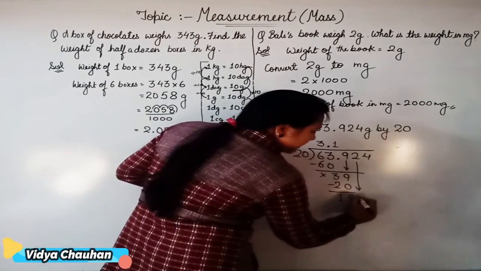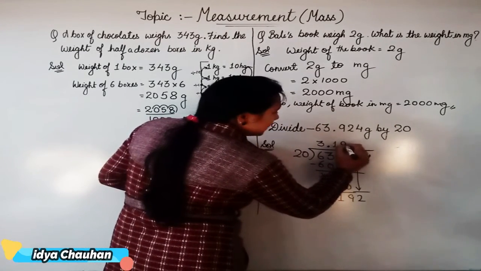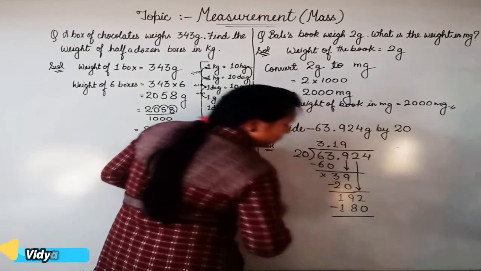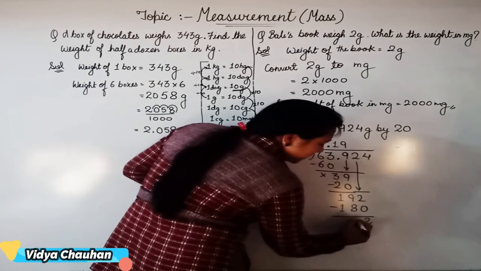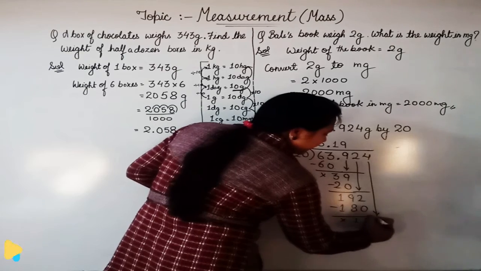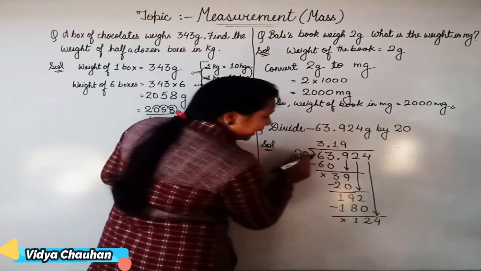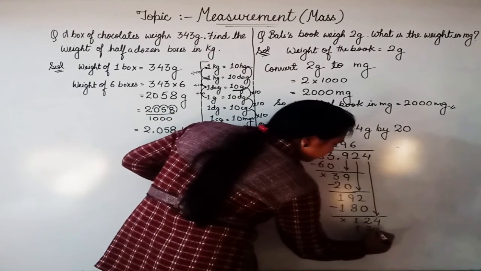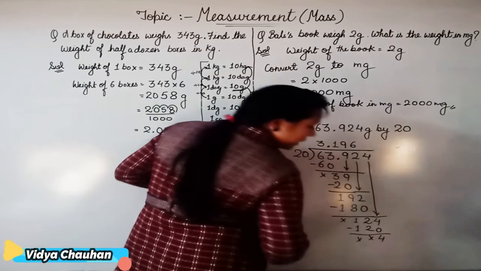Let's bring down the next digit which is 2. Now 20 9s are 180. So let's subtract here. So that will be 2. 9 minus 8 is 1. 1 minus 1 is 0. 4. Okay. So now it is 124. 20 6s are 120. Now subtract here 4. 2 minus 2 is 0. 1 minus 1 is 0.